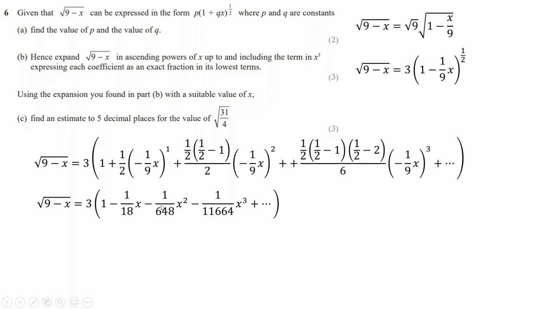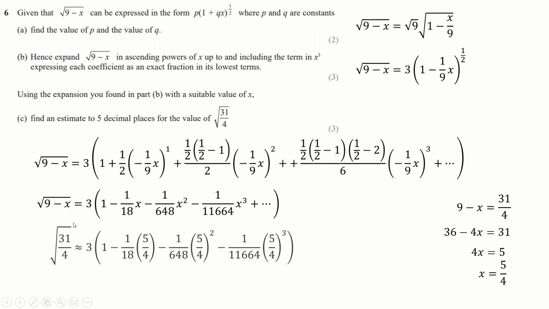Anyway, that's our expression. Hence, use this with a suitable value of x to estimate this. Now, that means we want 31 over 4 to be this thing here. So we times everything by 4, we rearrange, and we end up with x is 5/4, which is cool, and we substitute that into here. Just substitute in 5/4 every time, and you end up with this approximation there.